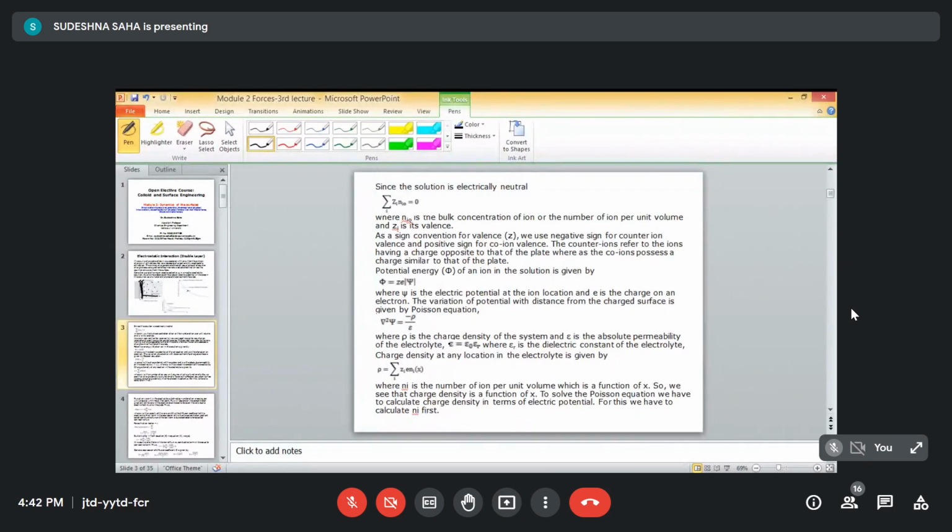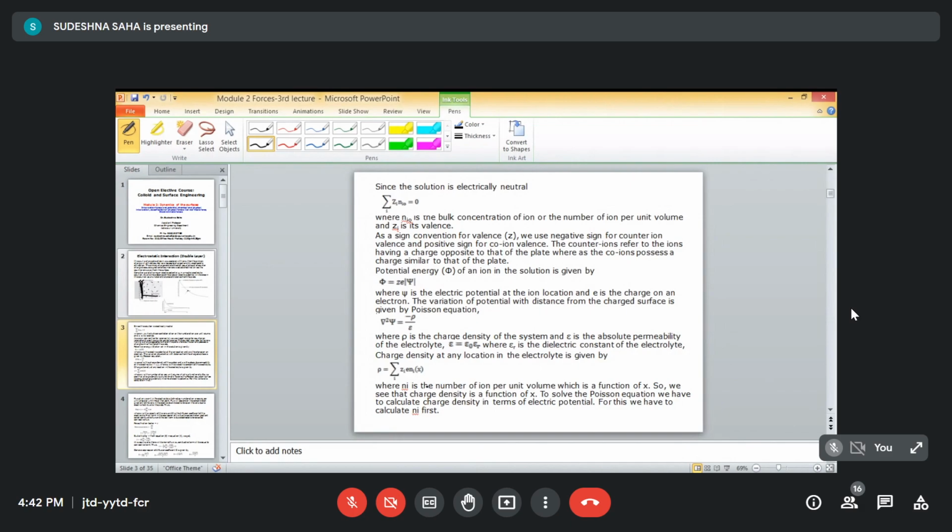So epsilon we can write in terms of epsilon naught into epsilon r, where epsilon r is the dielectric constant of the electrolyte, and epsilon naught is the dielectric constant in vacuum. The charge density at any location can be written by this equation: rho equals summation of i, Zi into e into Ni(x), where Ni is the number of ions per unit volume, which is a function of x.